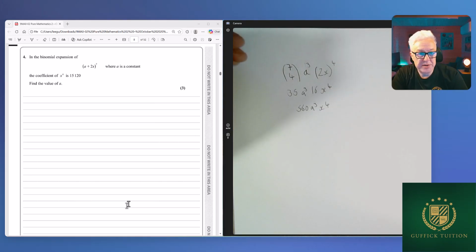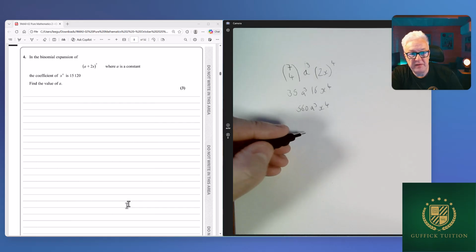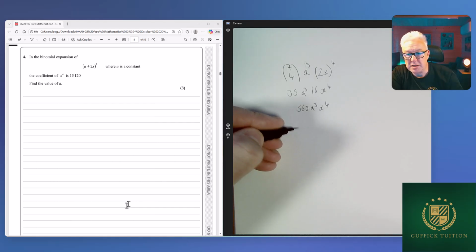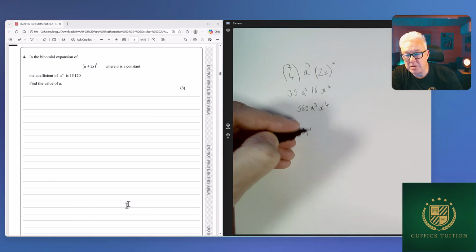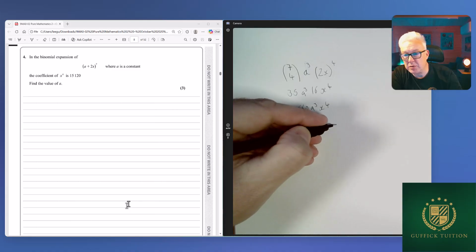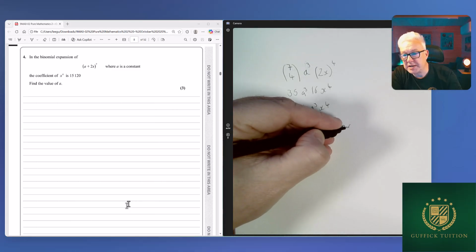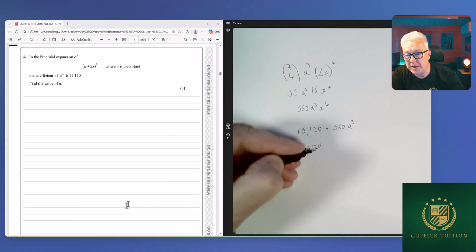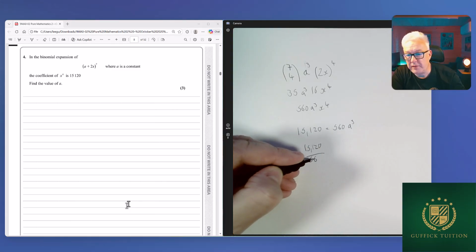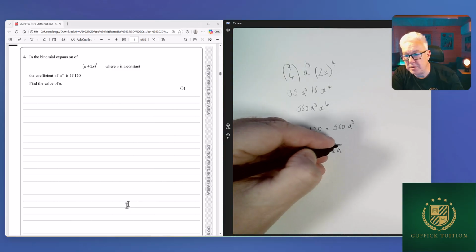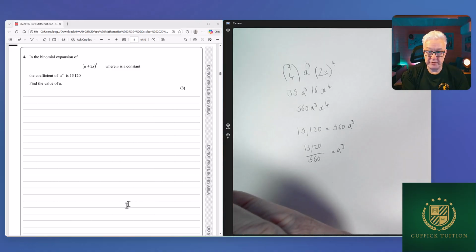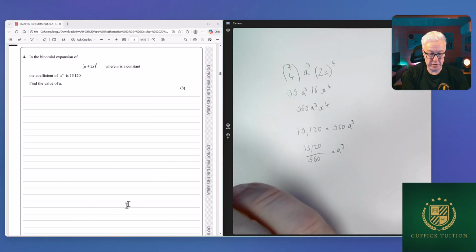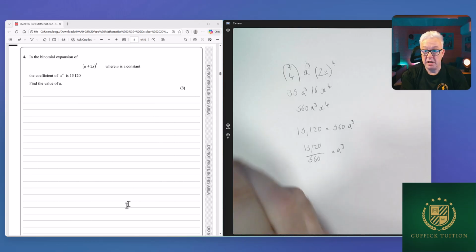Now the question tells us that the coefficient is 15,120. So we can say that 15,120 is equal to 560a^3. Therefore 15,120 divided by 560 is equal to a^3. So let's have a look at that. 15,120 divided by 560 is 27.